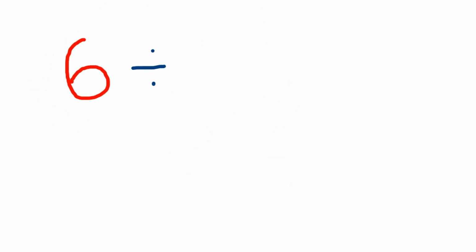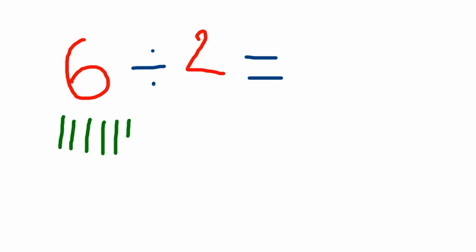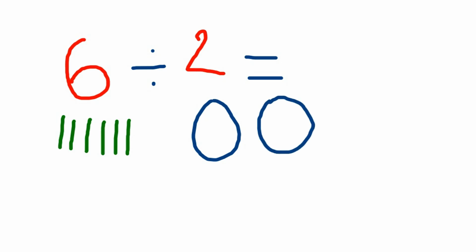6 divided by 2 equals what? Let's draw 6 small lines under the number 6. Now let's draw 2 big circles under the number 2. It's time to share the 6 lines equally between the 2 circles.